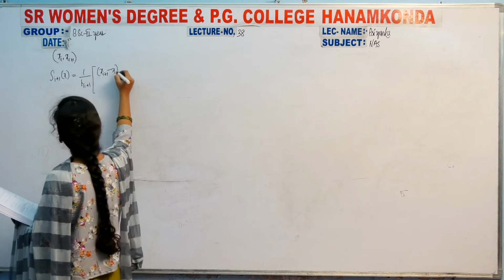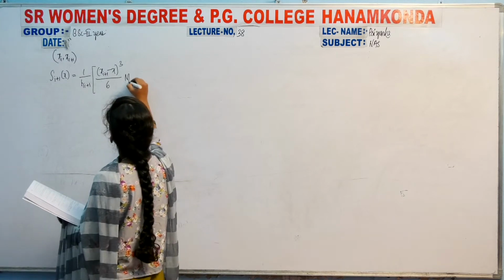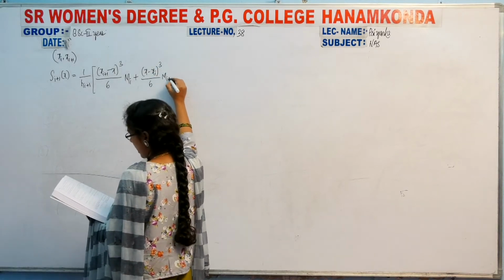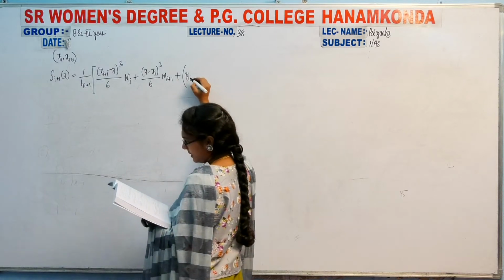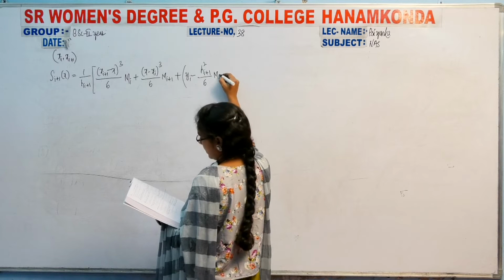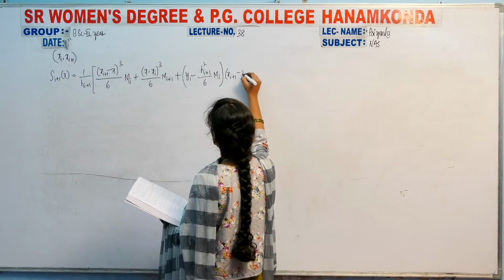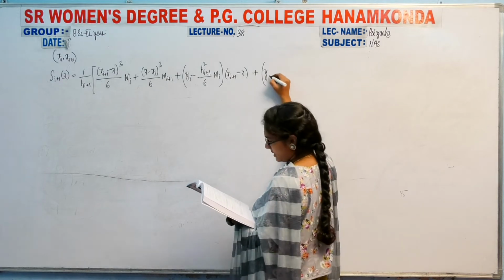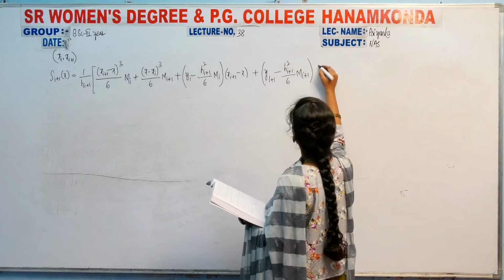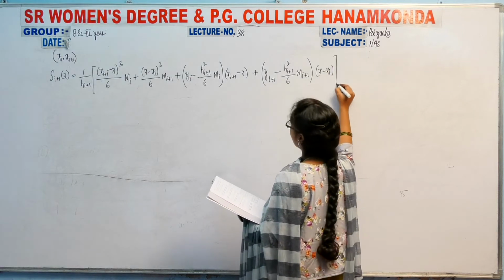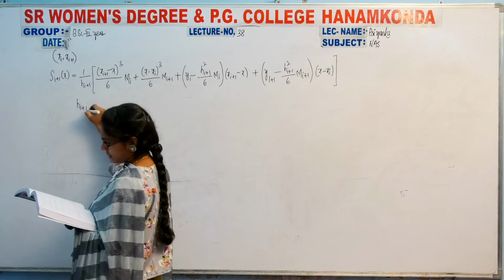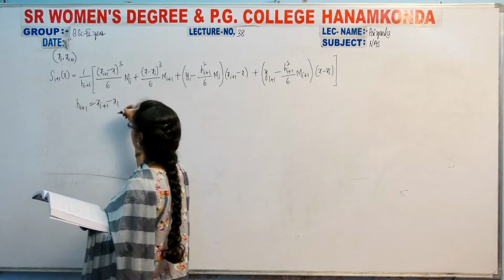This is the main equation you have to remember. x minus xi whole cube by 6 m i plus 1 plus yi minus h square i plus 1 by 6 m i into xi plus 1 minus x plus yi plus 1 minus h square i plus 1 by 6 m i plus 1, where h i plus 1 is equal to xi plus 1 minus xi.